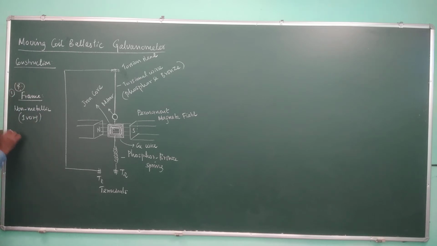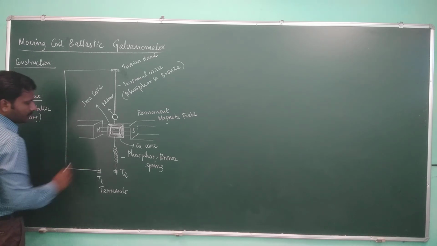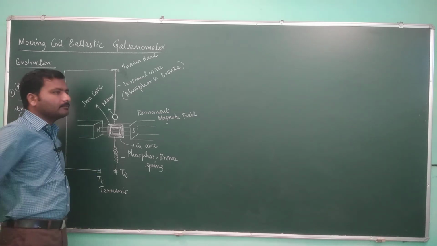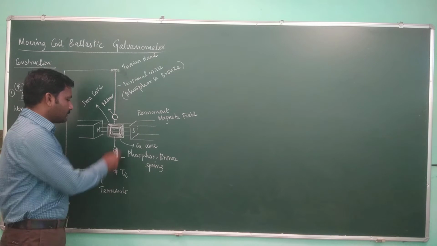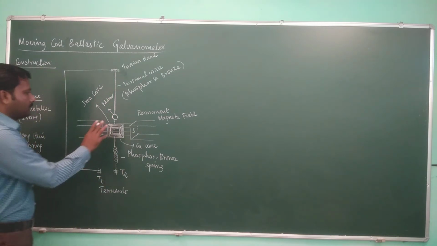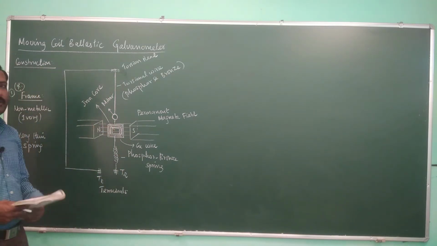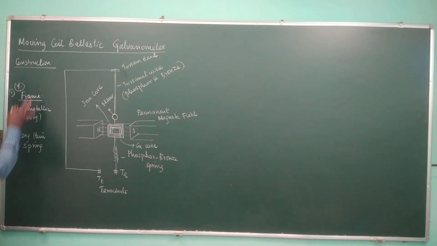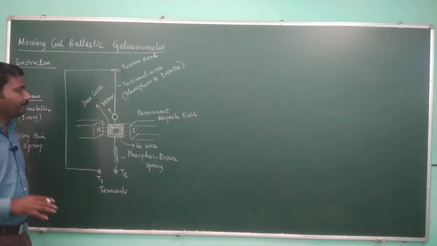Another difference is that this spring is hair thin, a very thin spring. We use a very thin spring in this place in order to observe the immediate response. This spring should not offer any resistance to the rotation of the coil when it is placed in a magnetic field with an electric current. So these are the two characteristic differences of the ballistic galvanometer over the moving coil galvanometer. So this is the setup.